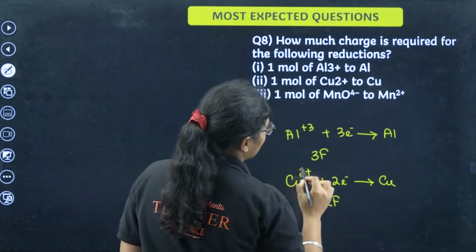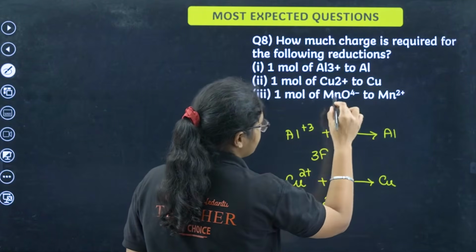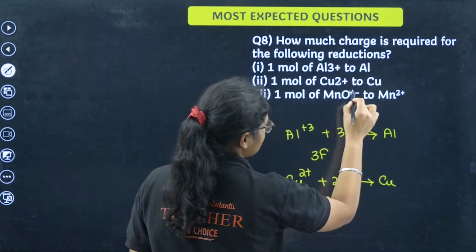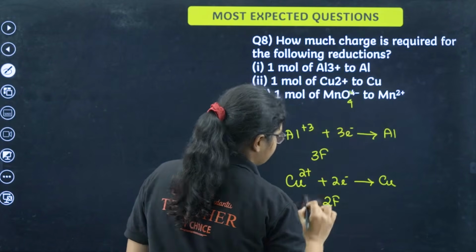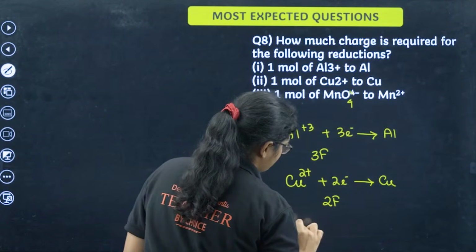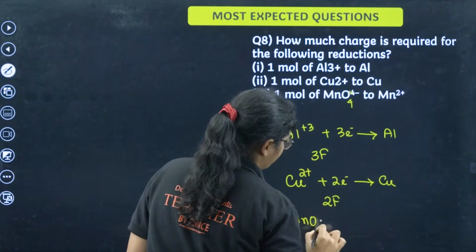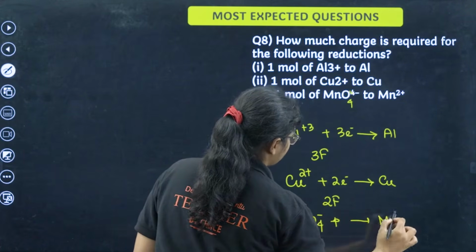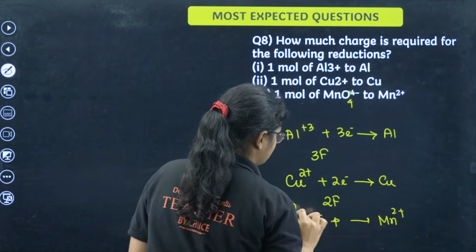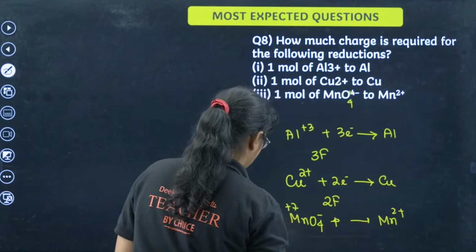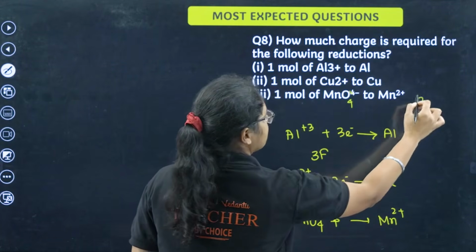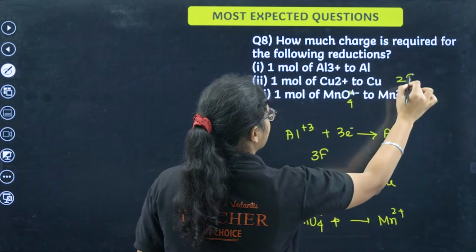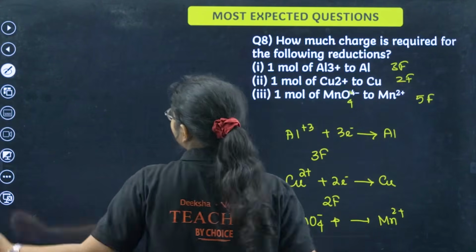Next we have MnO4 minus to Mn2 plus, right? So this is plus 7 to plus 2. So you have MnO4 minus gives you Mn2 plus. Here it is plus 7 to plus 2, that is 5 electrons. So this is 5 Faraday. This is 2 Faraday and this is 3 Faraday.